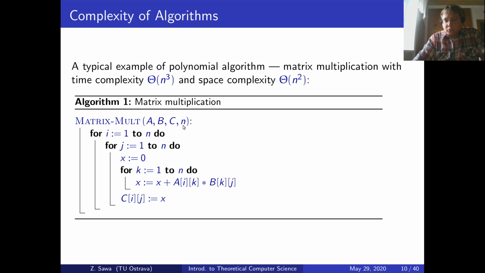So the number of memory cells used by this algorithm is something like this. We also need some memory cells to store values of n, i, j, x, k, and the other variables, but this amount of memory is negligible with respect to the amount of memory that we need for the matrices. So the total space complexity is theta n square.